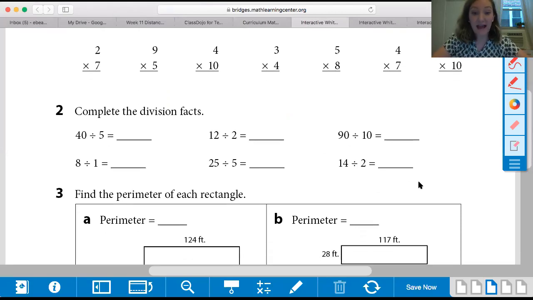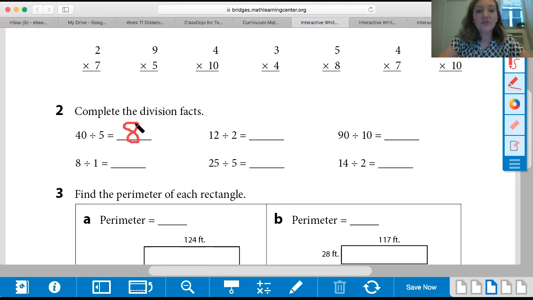Complete the division facts. Remember, division is just multiplication backwards. It's not as hard as it looks. I know it looks scary, but it's not, right? We've talked about that. So 40 divided by 5, you're really just asking yourself, what times 5 equals 40? You can use your fingers to help you count. 5, 10, 15, 20, 25, 30, 35, 40. 8, right? We did this earlier in this class. 5 times 8 is 40.